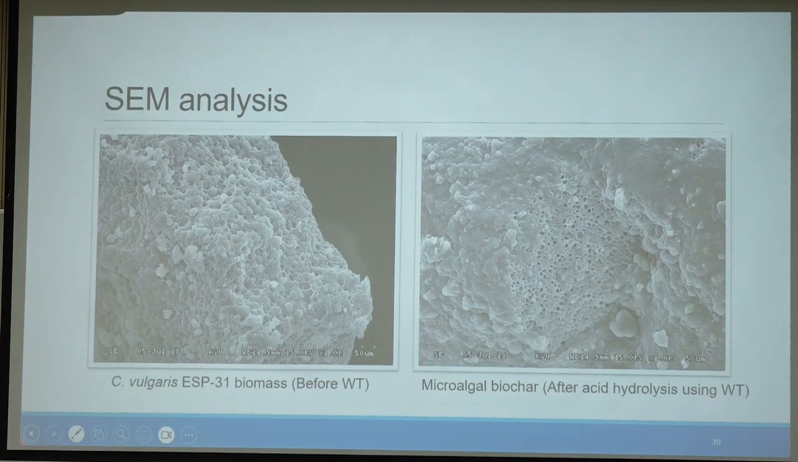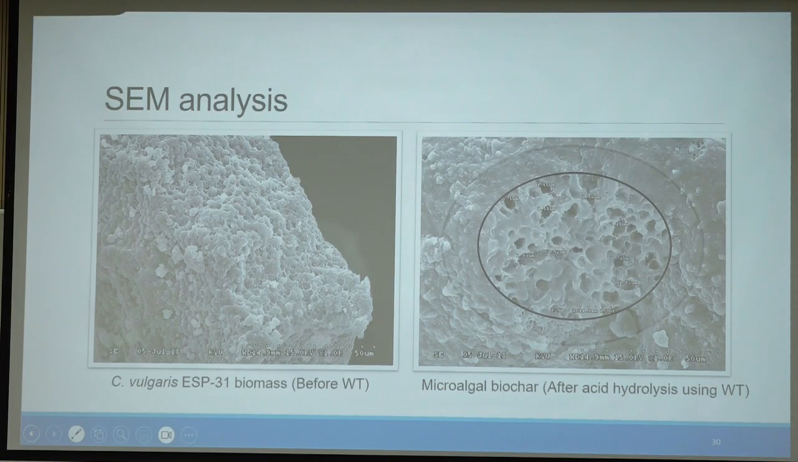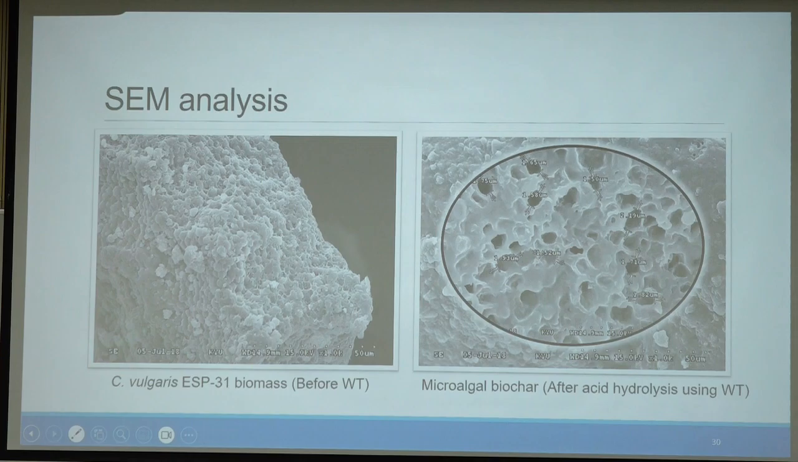So this is the SEM analysis. You see this one is before the bake correction, and this one is after the bake correction. We can see the porosity is increased. This one is how many times? I forgot already. This one is still up to the 50 micron. It's not significant, right? You can see the porosity is very clearly increased.